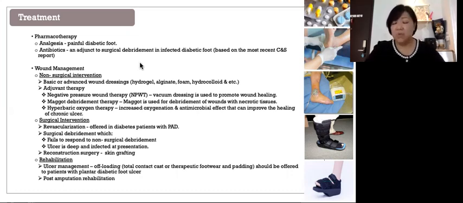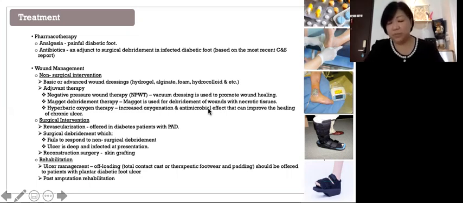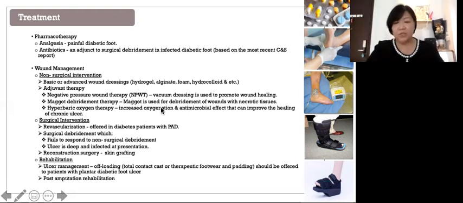If it's still not helping with the advanced wound dressing, we can consider adjuvant therapy, like negative pressure wound therapy. And we can use maggot debridement. I'm sorry, I didn't put the maggot debridement picture here because it's not so nice to look at. And of course, we can send the patient for hyperbaric oxygen therapy if that is possible in your place.